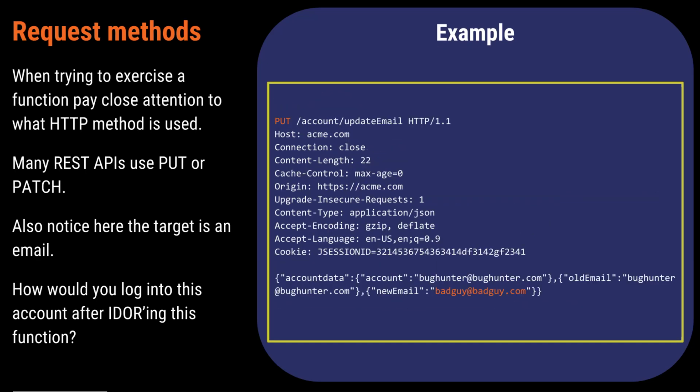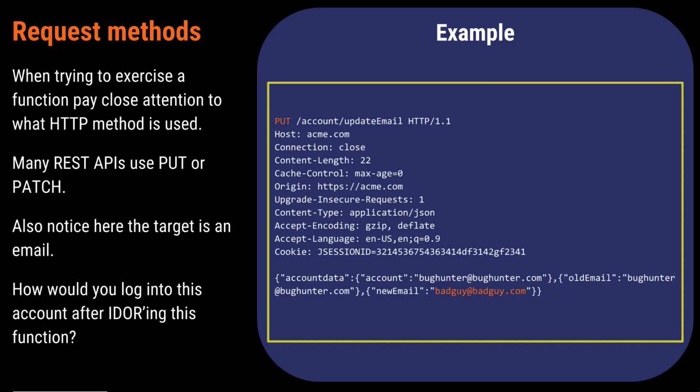One thing to look at when you're trying to exercise these types of attacks is paying close attention to the request method that's used. A lot of times REST APIs or other applications use PUT or PATCH to update data for these types of attacks. You'll also notice that the target here is changing an email. We have a PUT request to the account update email resource, and inside that is some JSON data that has the account name, the old email and then the new email.